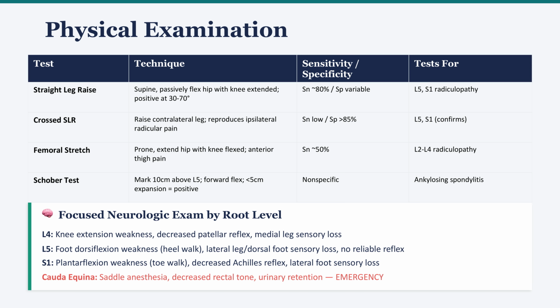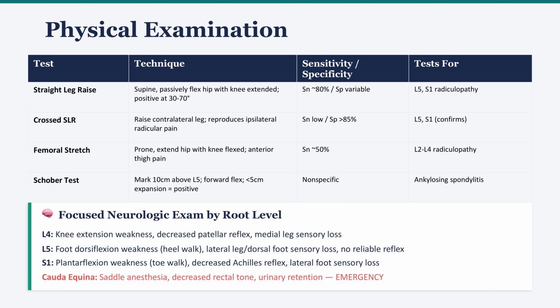Reproduction of radicular pain between 30 and 70 degrees is a positive test, with sensitivity around 80% for L5 and S1 nerve root impingement. The cross straight leg raise, where you raise the unaffected leg and it reproduces pain on the affected side, has lower sensitivity but specificity greater than 85%. For upper lumbar radiculopathy at L2 through L4, use the femoral stretch test. With the patient prone, extend the hip while the knee is flexed to reproduce anterior thigh pain.